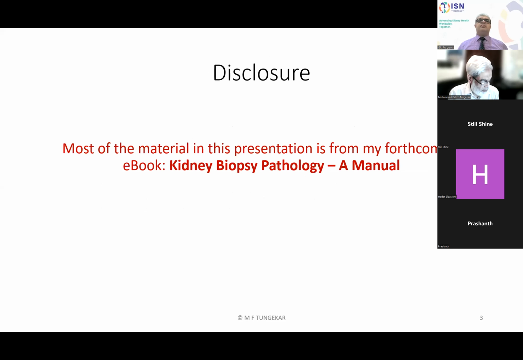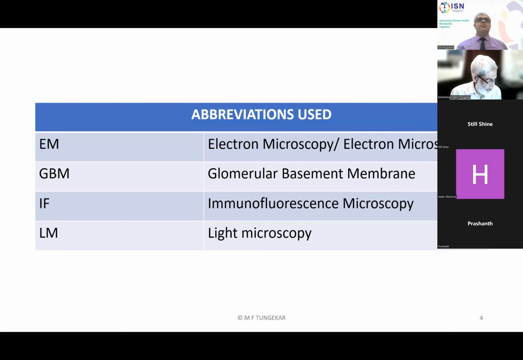Brief disclosure: most of the material in this presentation is from my forthcoming ebook, known as Kidney Biopsy Pathology, a Manual. It is subject to copyright, which is owned by the publisher. Abbreviations used are EM for electron microscopy, GBM for glomerular basement membrane, IF for immunofluorescence microscopy, and LM for light microscopy.